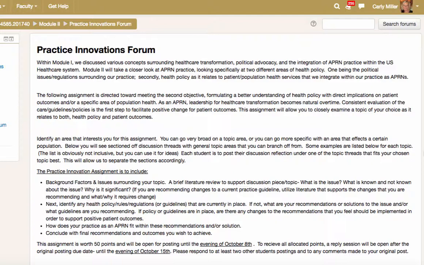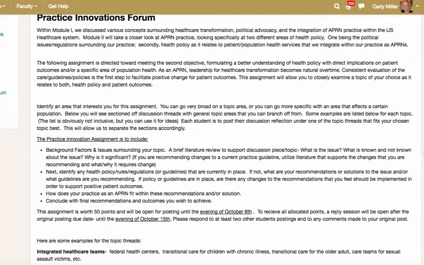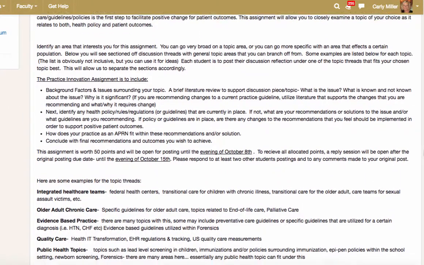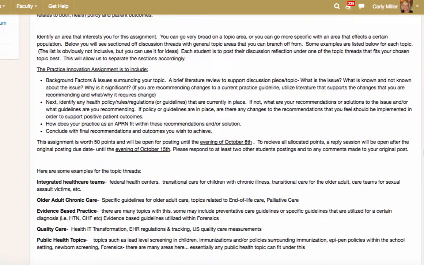Like I said, you can go very broad with this area, or you can go very specific. It kind of depends on the area you want to look at. I do have them sectioned off into threads that you can branch off from and fit your topic under. Then discuss a few different areas that I have listed here. Your background factors and issues surrounding your topic. Just do a very brief literature review: what is the issue, what's known about the issue, what's not known about the issue, and why is it significant for patient outcomes?